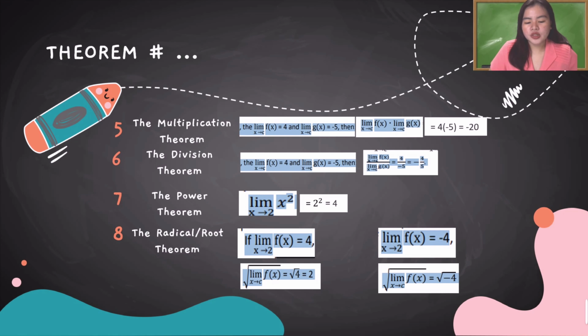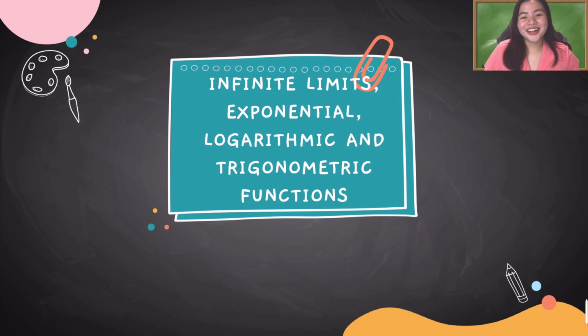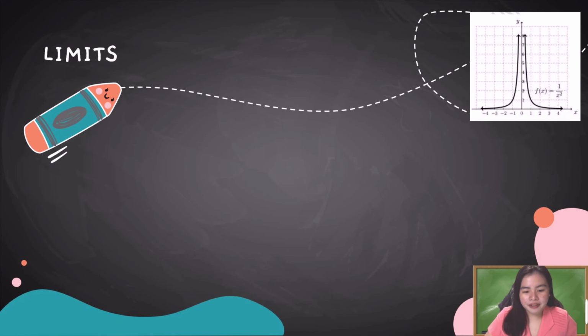There are instances where all theorems will be applied in just one equation. Now let us have a quick overview on our next lesson, which is infinite limits, exponential, logarithmic, and trigonometric functions. In this given graph, we can see that the function is not defined at x equals 0, but you can still check the behavior of the function as x approaches 0 intuitively.